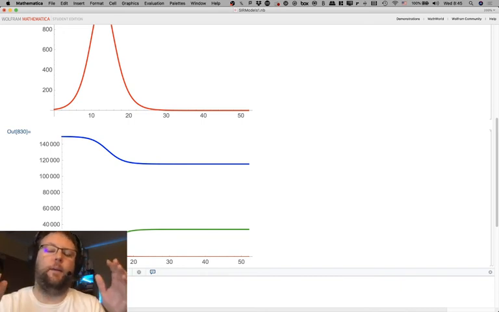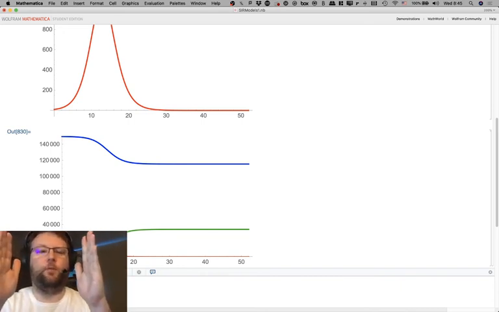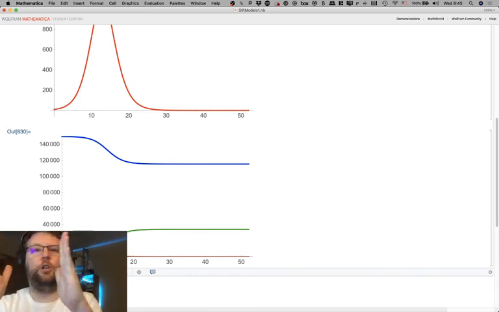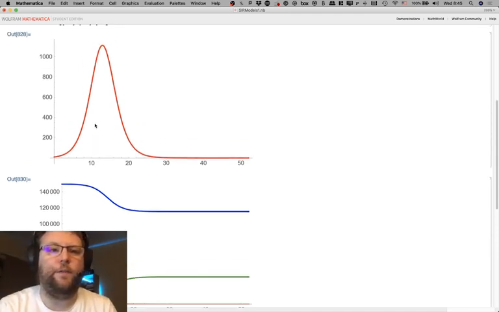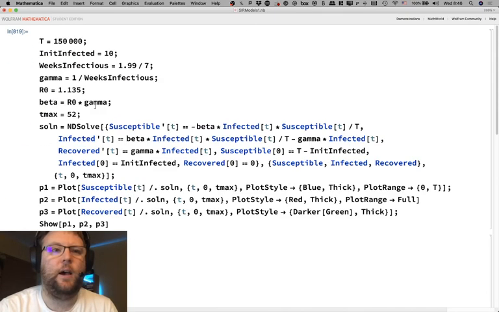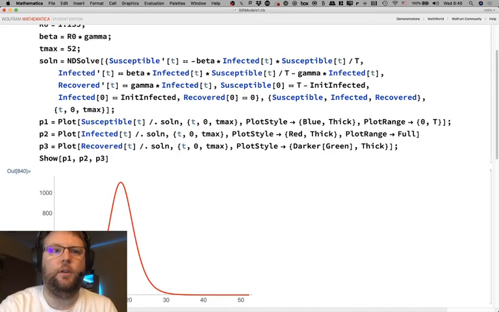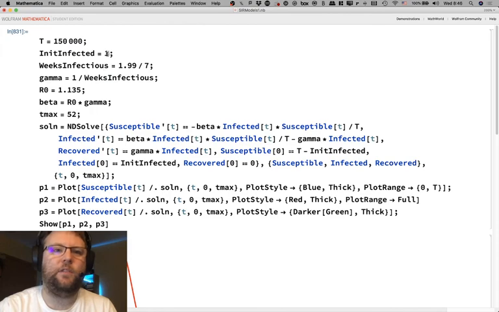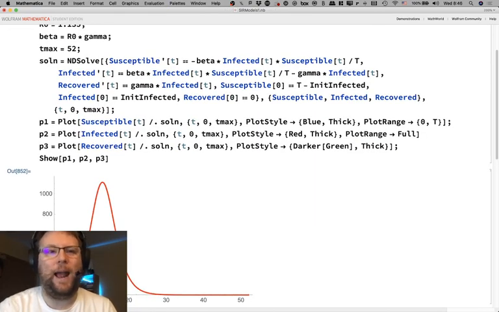And actually, my webcam is reversing things, so I need to reverse this. So it took basically the same graphs that we had before and essentially shifted them to the left, meaning that the peak of the infections here is happening at maybe 12 weeks or so, roughly. Whereas with one infectious person, it was happening at like 16, 18 weeks. But the height of that peak is roughly the same in either situation. It's just a matter of when it happens.